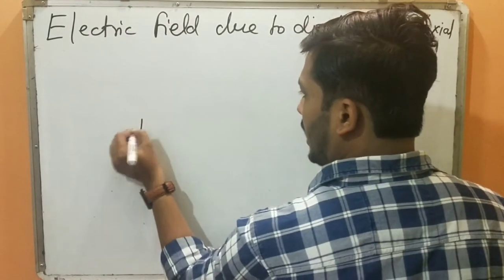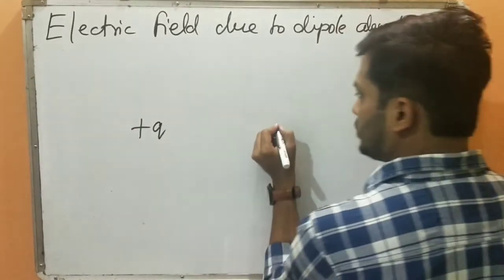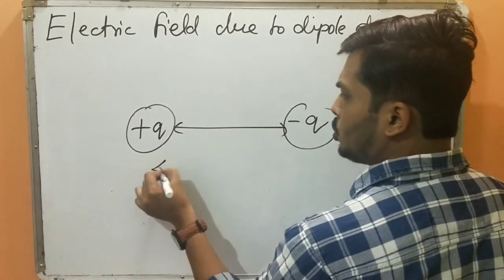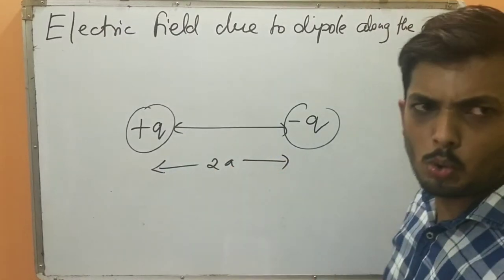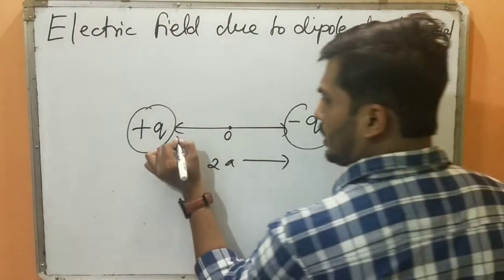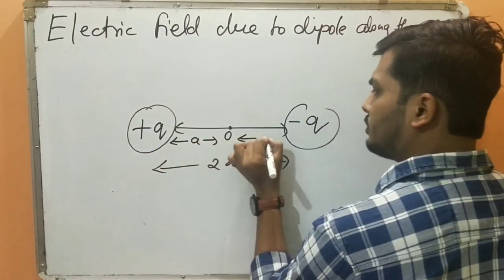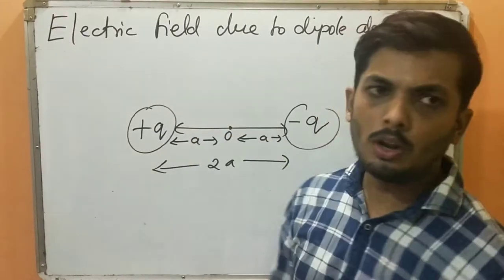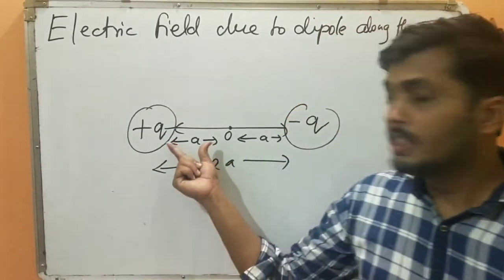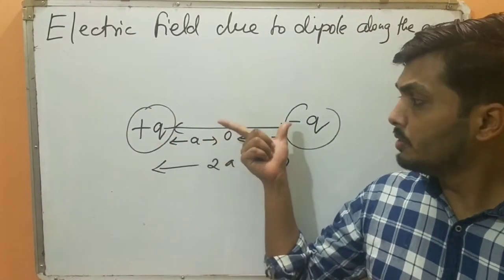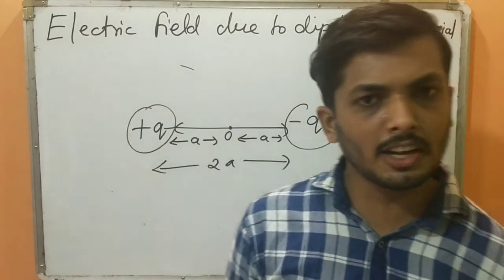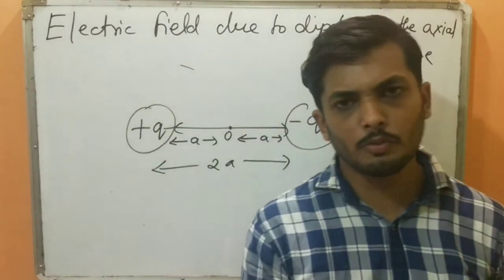Now consider a dipole having charges plus q and minus q separated by a distance 2a. You can take 2a or 2d or 2l, makes no difference. And this will be dipole center O, and this will be distance a, and this also will be a. This total is the dipole axis. You should always take from the center. Now these two charges, this one dipole, will generate a space around it, and that space we call the electric field, in which another charge will experience electrostatic force of attraction or repulsion.